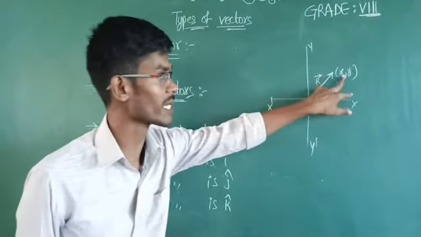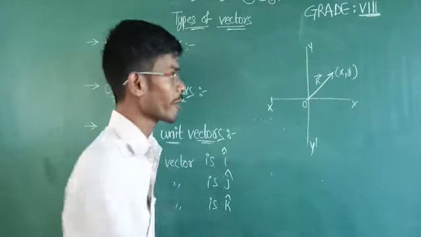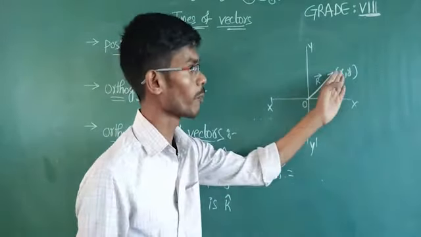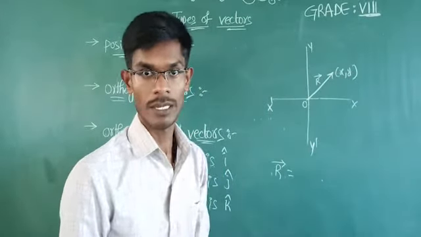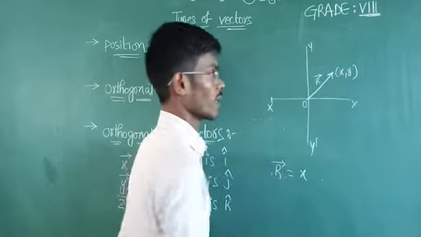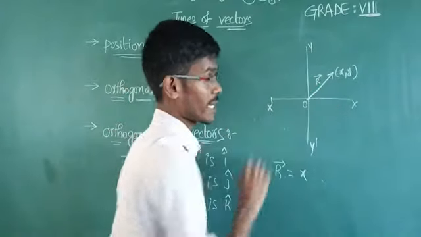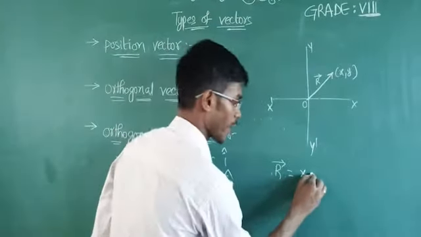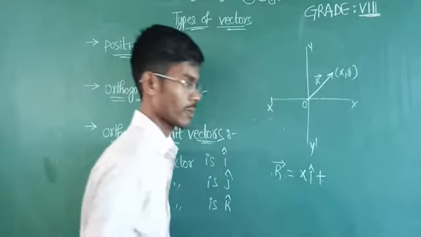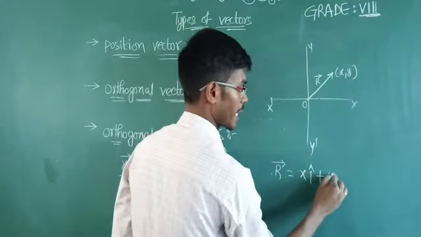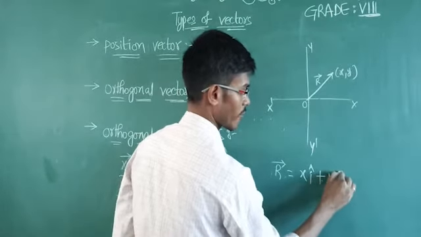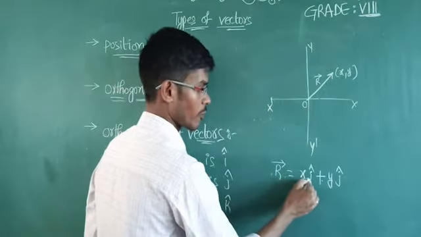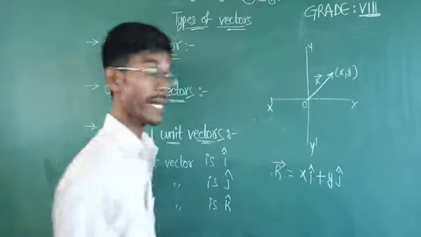Previously we have seen there is a point x comma y. So how can we represent this r bar vector? Here r bar is equal to, so here we have two values, the x, y point. Along the x axis the magnitude is x, then the direction is represented with i cap. So x i cap plus, then the y value is also there, right? Y, and along the y direction the unit vector is j cap. So r bar is equal to x i cap plus y j cap.